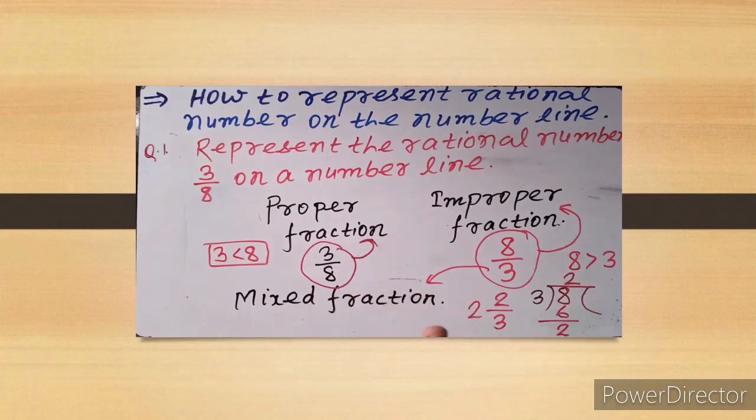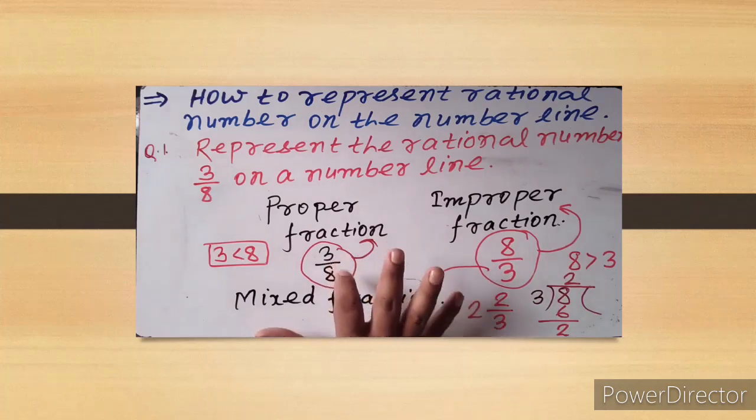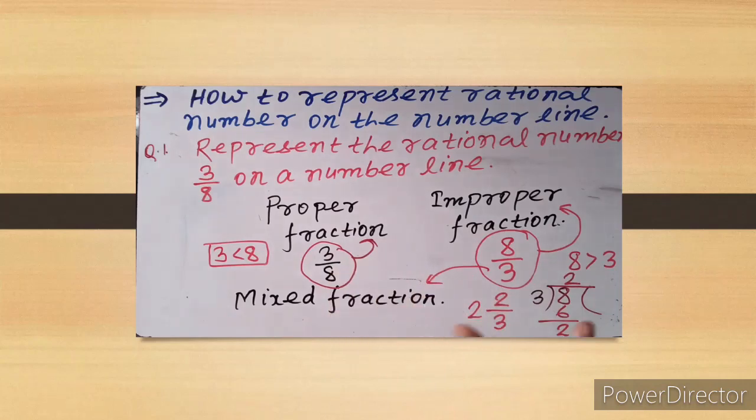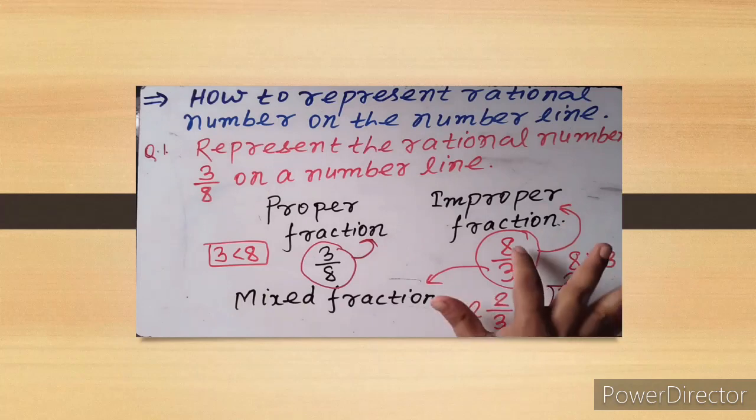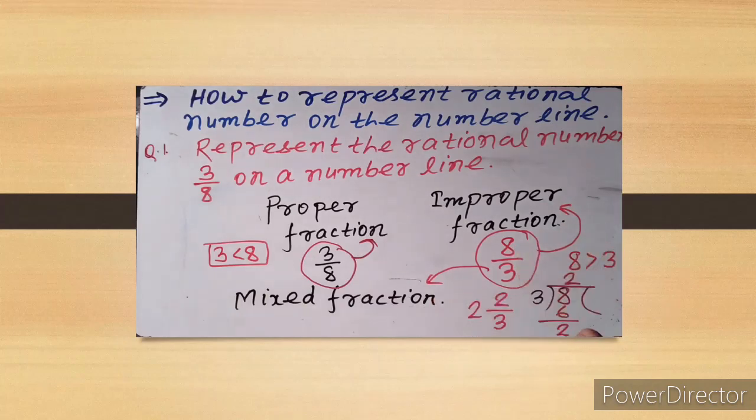Proper fractions are those fractions in which the numerator is less than the denominator. And what is an improper fraction? A fraction in which the numerator is greater than the denominator is called an improper fraction. If we see the definition of the mixed fraction, the combination of a whole number and a proper fraction is called a mixed fraction. And one more thing you will remember, an improper fraction can always be converted into a mixed fraction.